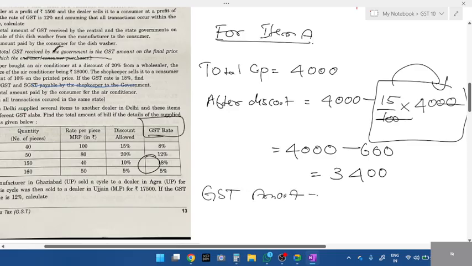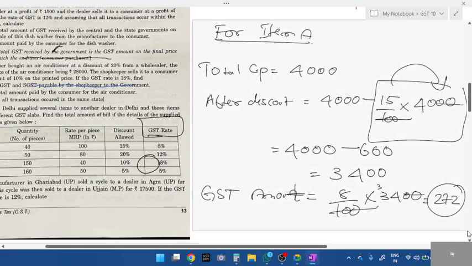For 3400, what do you have to add? GST amount. How do you add the GST amount, Naomi? Only the GST amount, how do you add, students? 8 divided by 100 into 3400. So 8 fours are 32. 8 threes are 24, 25, 26, 27. So what is the GST amount for the first one? 272. Did you understand? Is it clear?